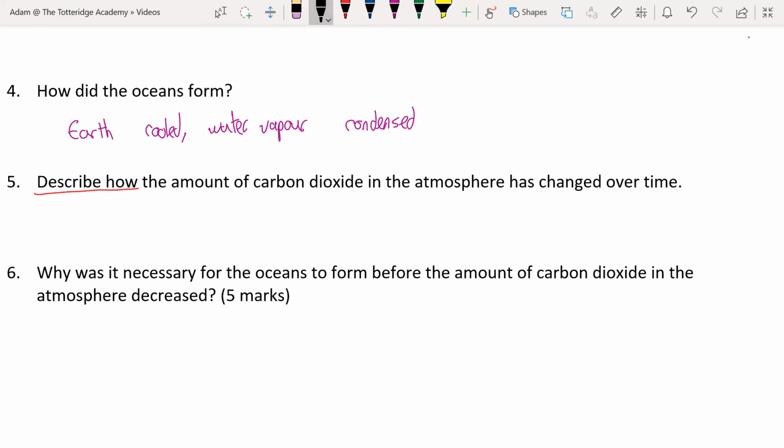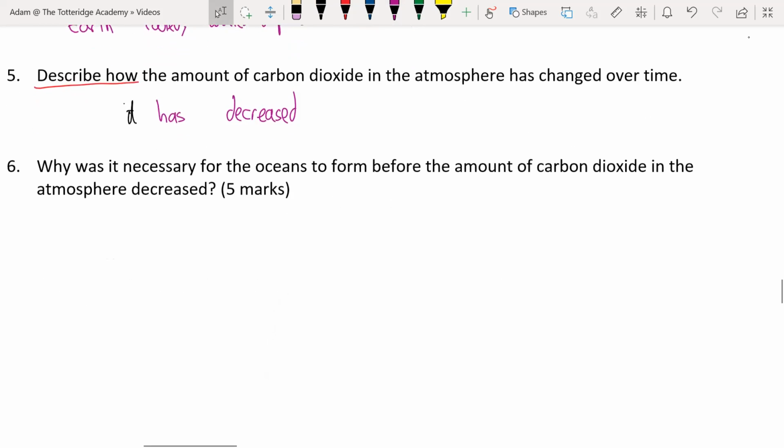You just need to say how the amount of carbon dioxide in the atmosphere has changed over time. So don't go talking about photosynthesis and stuff like that. You just say it has decreased. And then you're done, right? You've described how the amount of carbon dioxide in the atmosphere has changed over time. That's enough.